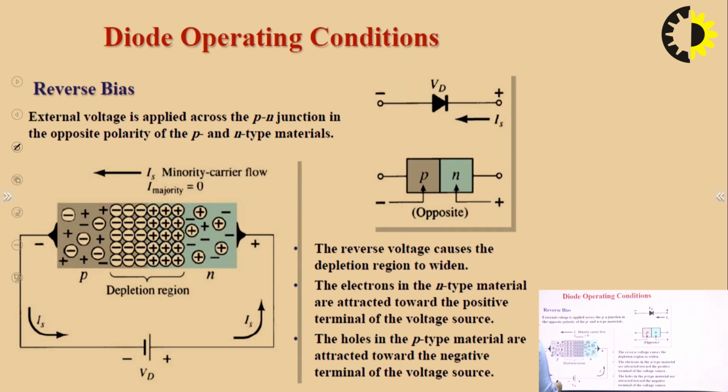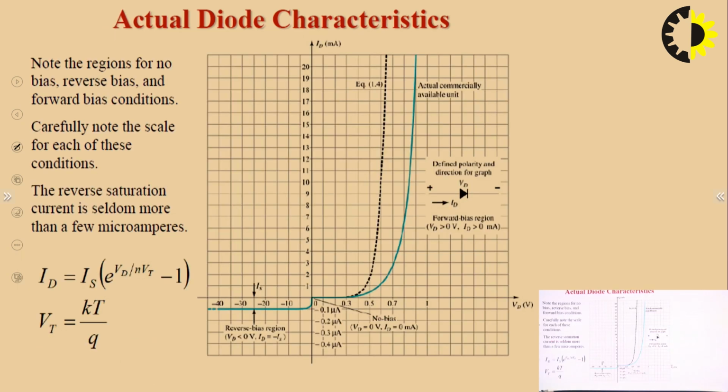In the reverse bias condition, you see that P is connected to the negative and N is connected to the positive. So, P has the holes. Holes have positive charge, so they are confined in that particular area because they are attracted by the negative of the external voltage. So, the depletion width becomes wide, then ideally no current flows in that particular circuit.